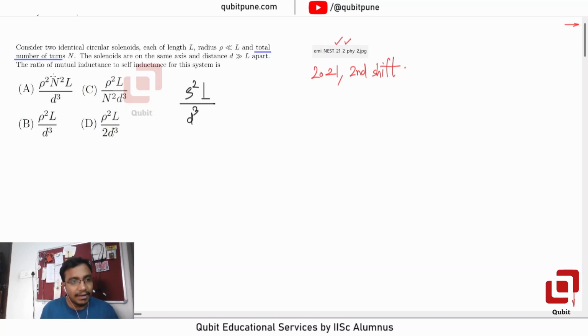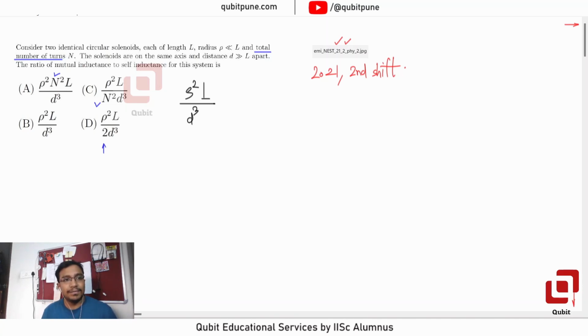So what they have done is they have cleverly put it in the numerator in option A, the denominator in option C, and in option D we have this 2 in the denominator, and in option B it's a plain one. It's rho squared L upon d cube. So keep that fact in mind once we begin to look at the problem. Fine. So you cannot use the method of elimination of options because all options are dimensionally equivalent to each other.